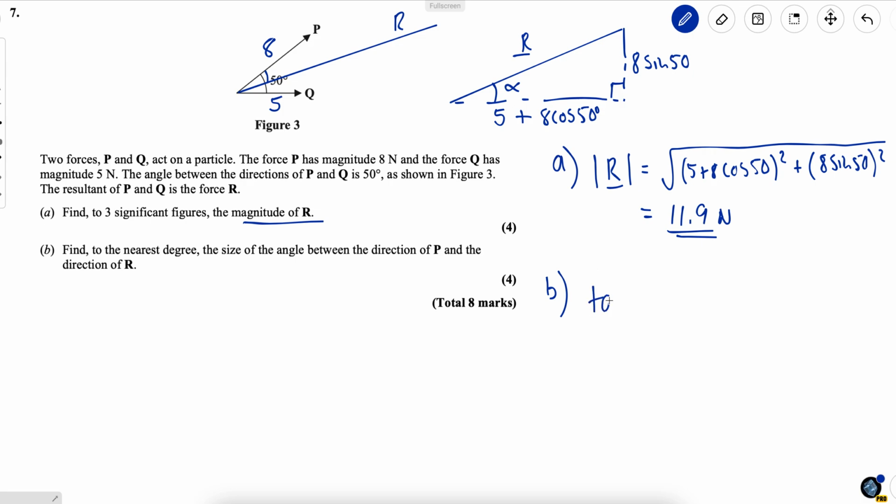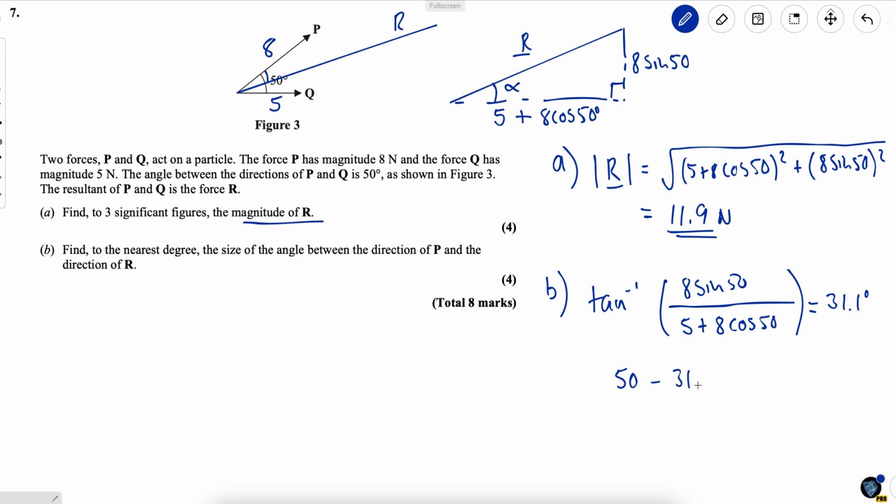to find that I'm going to use arctan of opposite over adjacent, and that is 31.1 degrees, and then subtract that from 50 to give 18.9 degrees.